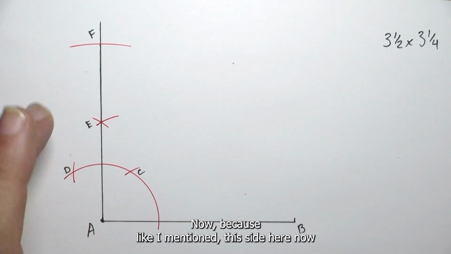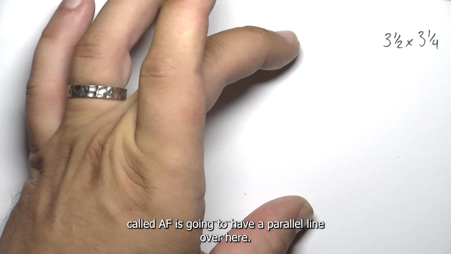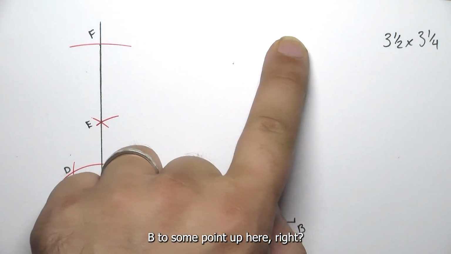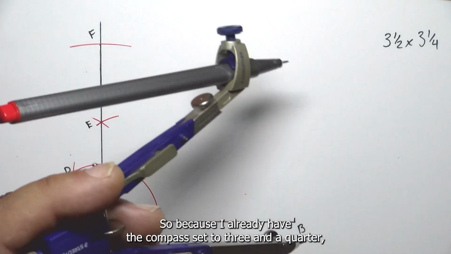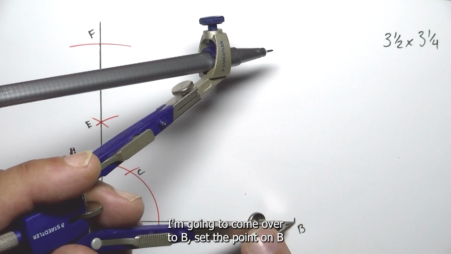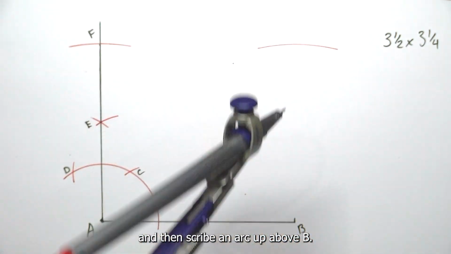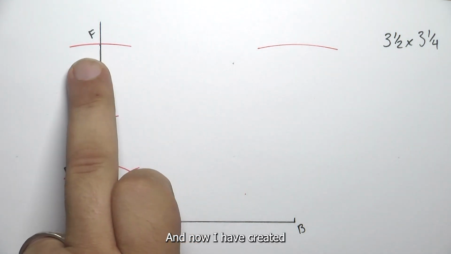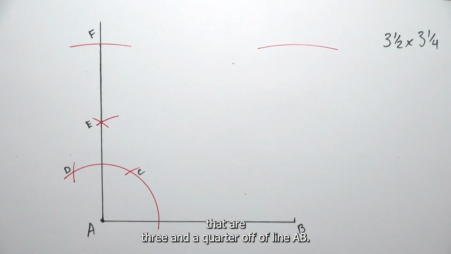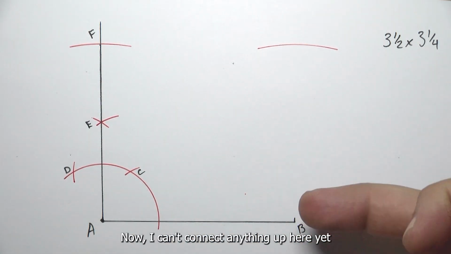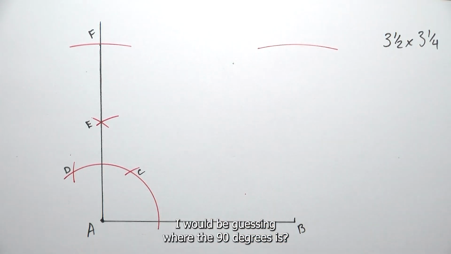Now, like I mentioned, this side here, now called AF, is going to have a parallel line over here, from B to some point up here, right? A parallel line creating 90 degrees in all the corners. Because I already have the compass set to 3.25, I'm going to come over to B, set the point on B, and then scribe an arc up above B. Now I have created two points that are 3.25 off of line AB. I can't connect anything up here yet because I don't have the intersecting point. I would be guessing where the 90 degrees is.